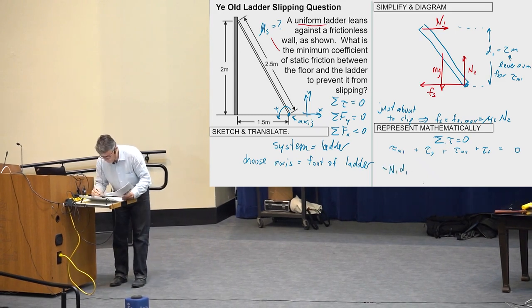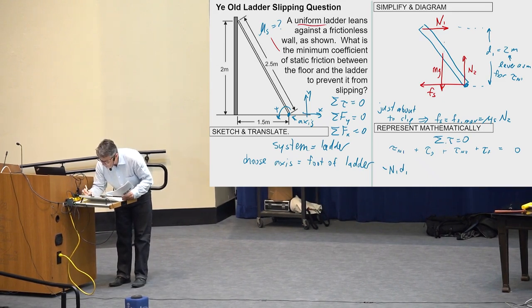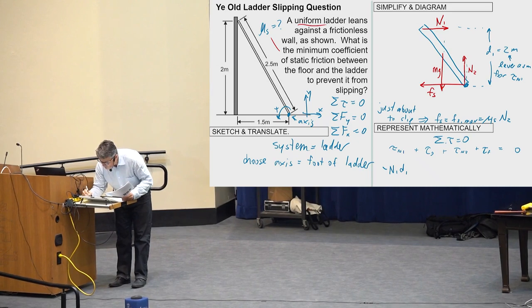N1D1. Okay, and then gravity, that also has its little lever arm. You just go through the force line and get this distance. We'll call that distance dg.